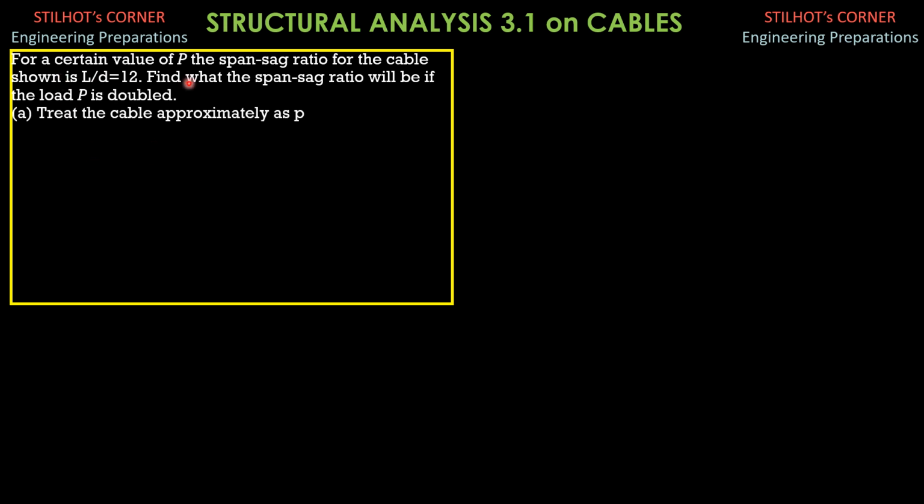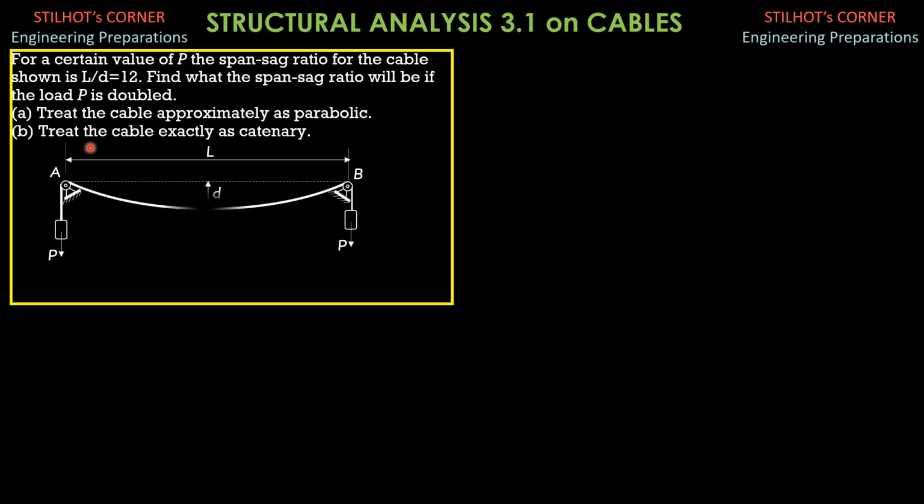For a certain value of P, the span-sag ratio for the cable shown is L over D equals 12. Find what the span-sag ratio will be if the load P is doubled. Treat the cable approximately as parabolic and treat the cable exactly as catenary. Because the span to sag ratio is 12, and by experience, as long as the span to sag ratio is at least 10, then we can treat the cable approximately as parabolic. But the exact treatment of this is catenary.